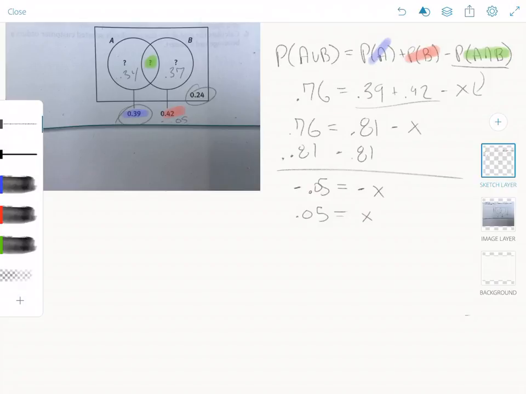So the probability of strictly A is 34%, the probability of strictly B is 37%, and the probability of the intersection of A and B is 5%. And if you add 0.34, 0.05, 0.37, and 0.24 together, you're going to get right back to 1.